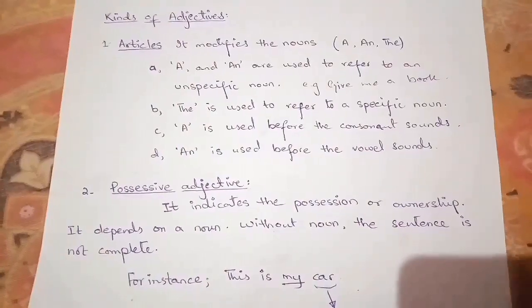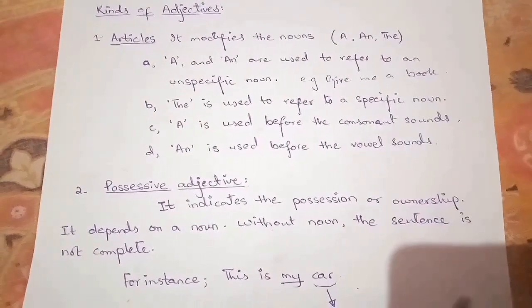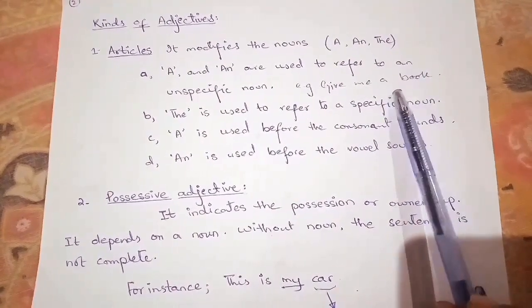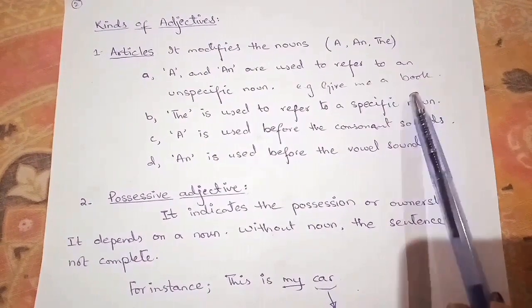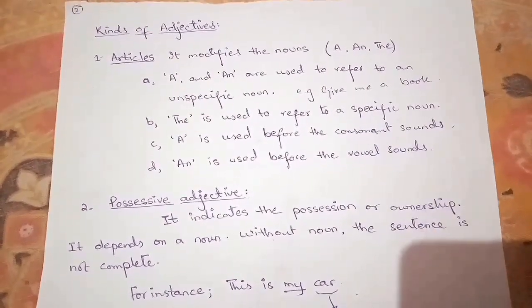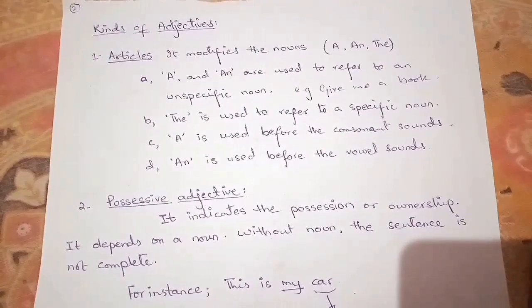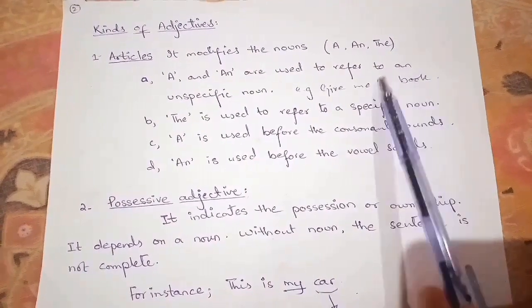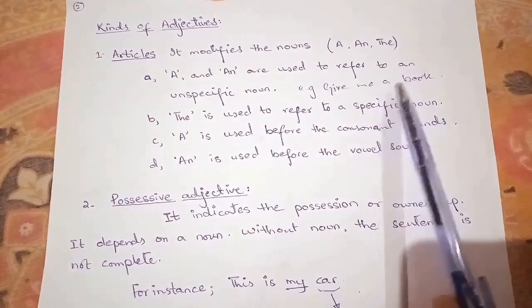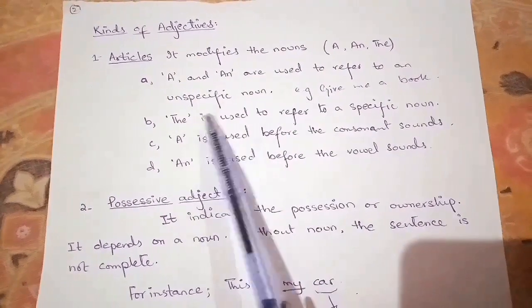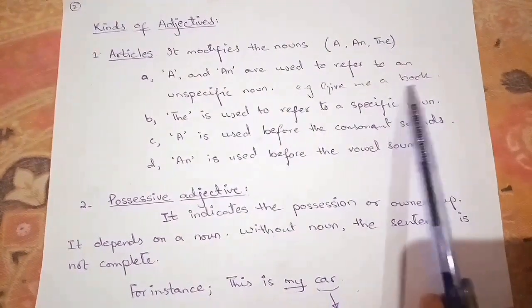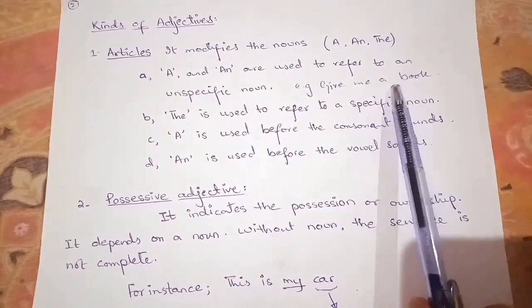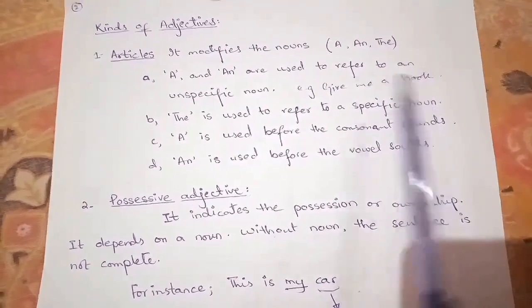Why? Because the specific book is not mentioned. I didn't say give me the English book. I didn't say give me the Urdu book. Rather, I have said give me a book. Which kind of book? You don't know. So, if the particular thing, the name of the thing is not mentioned, then you have to write a or an. Unspecific noun. This is not specified. I didn't specify the book name. So that's why you have to write a before a noun.